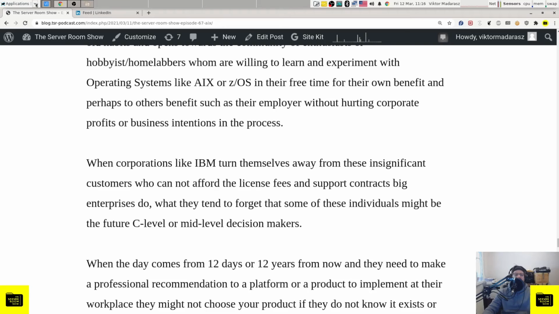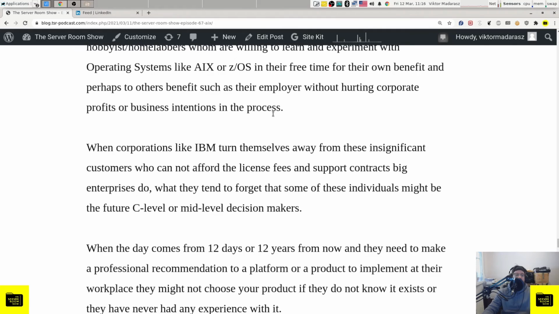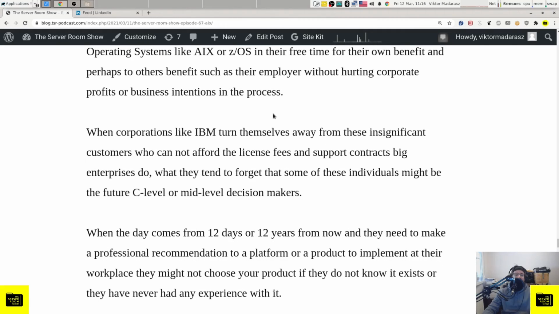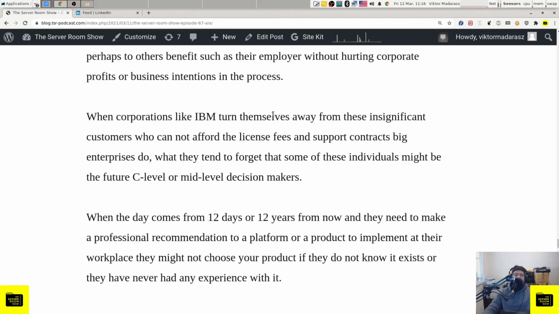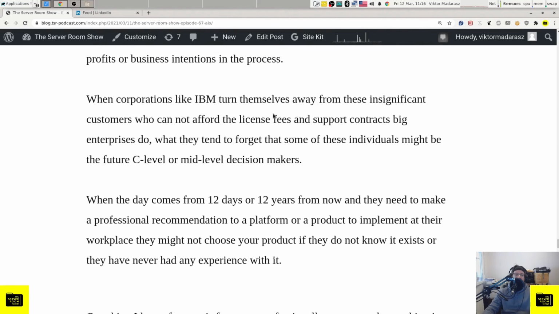When corporations like IBM turn themselves away from these insignificant customers who cannot afford the license fees and big support contracts that big enterprises can, they tend to forget that some of these individuals might be the future C-level or mid-level decision makers.